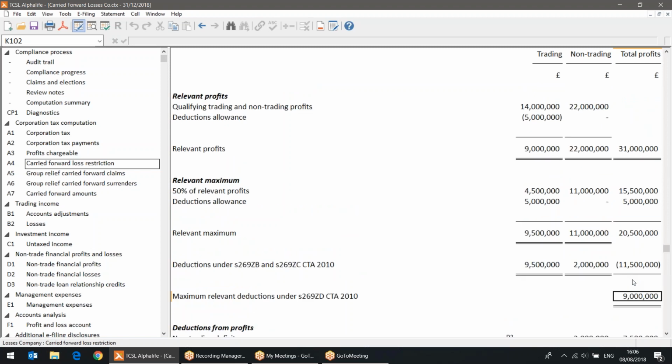Finally, in the total profits column, the restriction is having an effect on the losses deducted. As we saw earlier, this restriction does not amend the normal calculation order of profits chargeable to corporation tax, but rather applies over the top of that calculation to limit any deductions. In this case, therefore, you can see that non-trade financial deficits are offset first and in full, and it is then when the trade losses come to be offset that the restriction kicks in as the limit is reached.